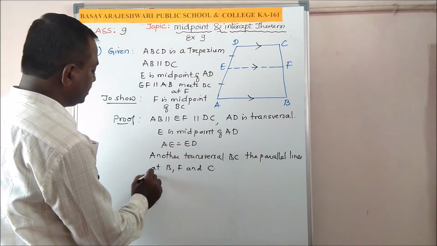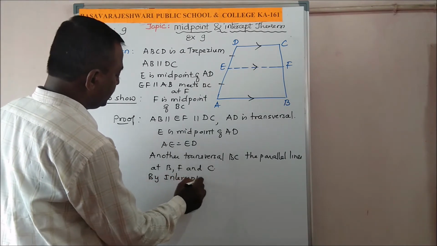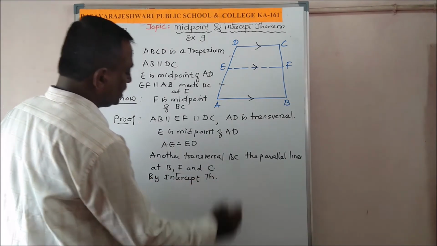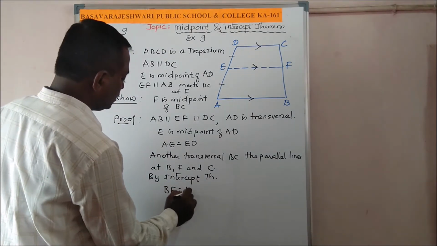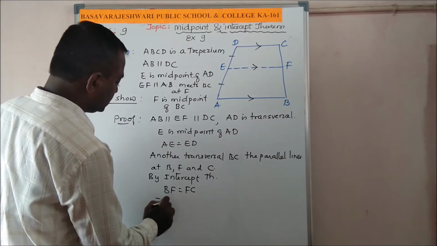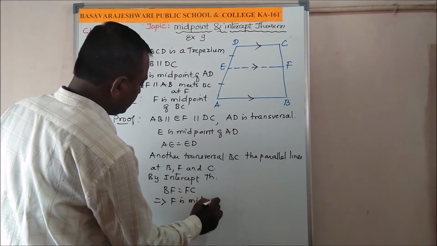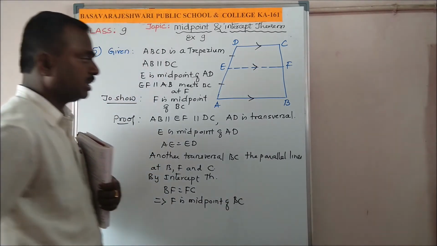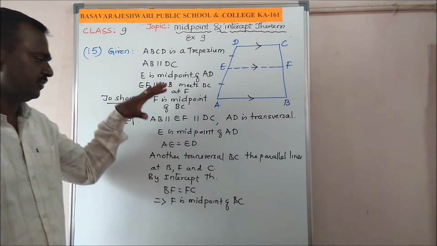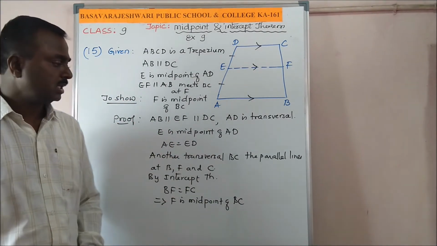Therefore, by the intercept theorem we can say BF is also equal to FC. This implies F is the midpoint of BC. So just the definition of the intercept theorem you have to remember to solve this sum. Okay? Note down.